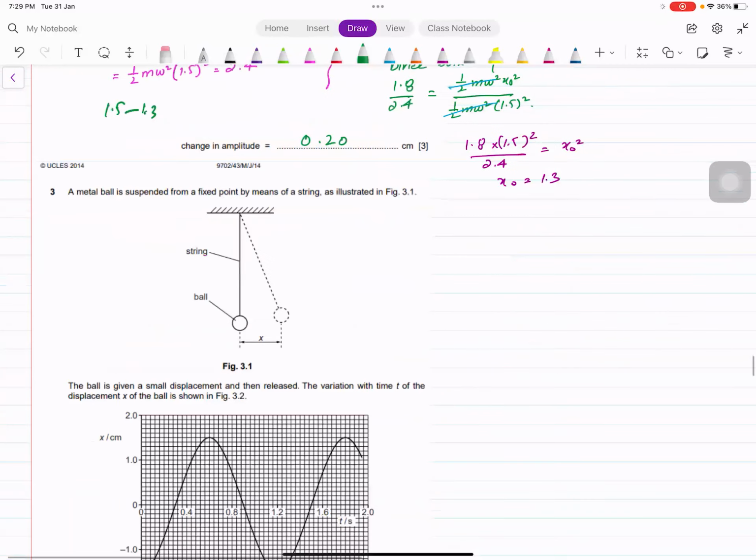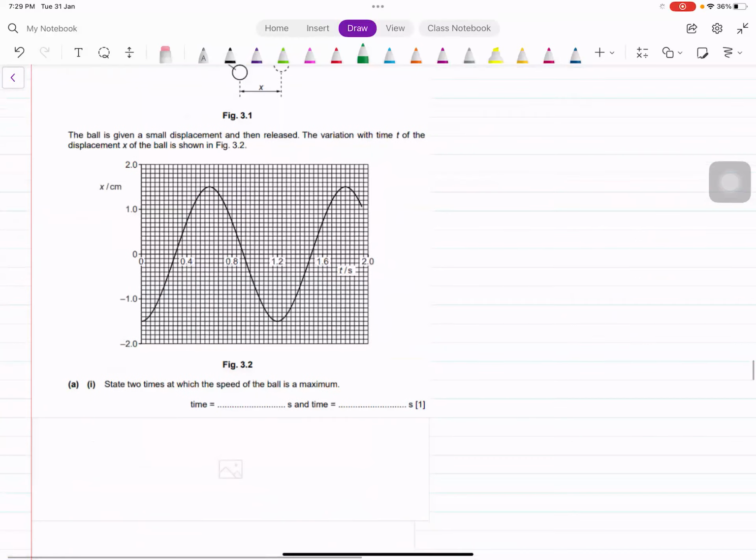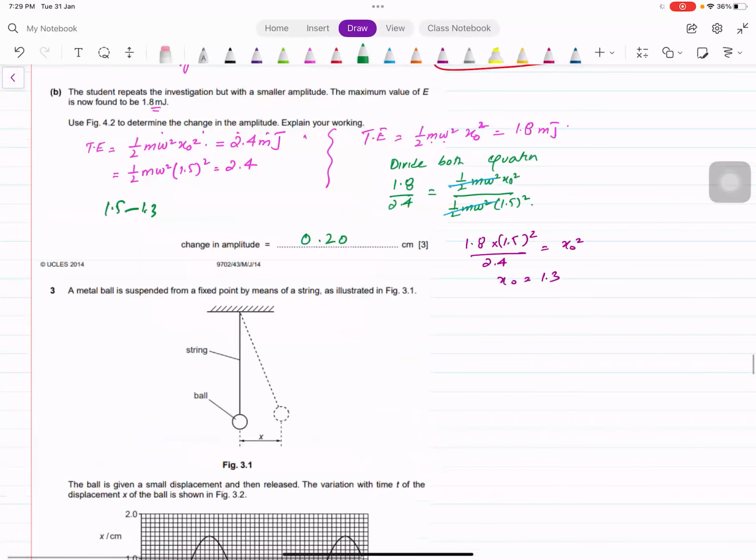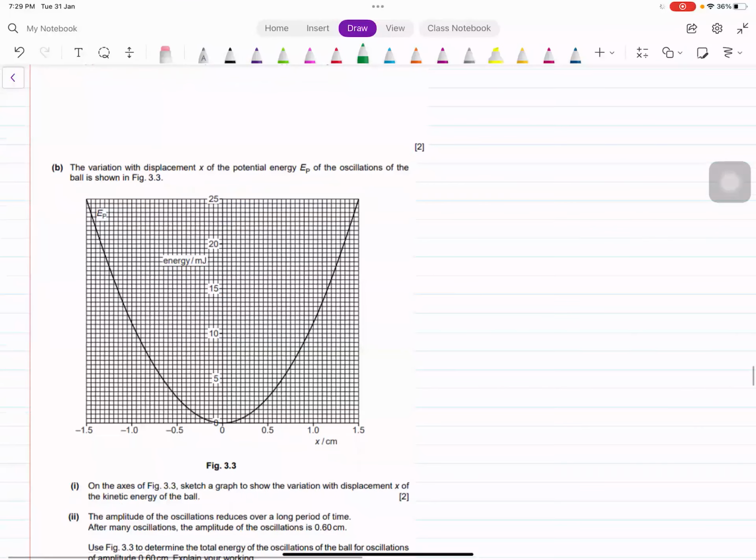Okay. Now, same question. It is 2 times maximum speed. I'm going to leave that for you as homework, but right now I'm just going to explain this. What graph is this? Potential energy, kinetic energy, or total energy? Potential energy, right? So if I want to find the total energy, what will I see? Which point? The maximum point, at this end. This means it has 25 millijoules, right?